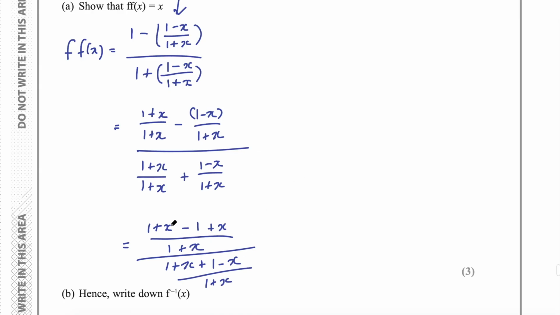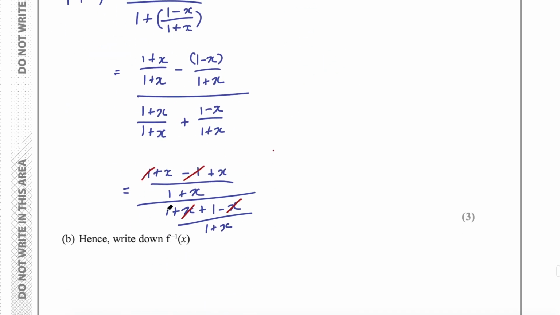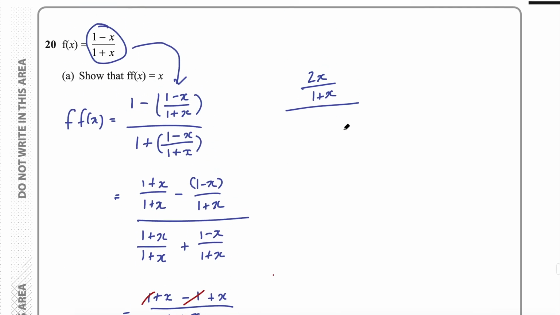Okay, then simplify this. So on the top numerator, this is going to be 1 take 1. They will cancel out. I'll be left with 2x there. And on this one, x take x, they'll cancel out, and I'll just be left with 2 there. So my next line will be 2x over 1 plus x divided by 2 over 1 plus x.